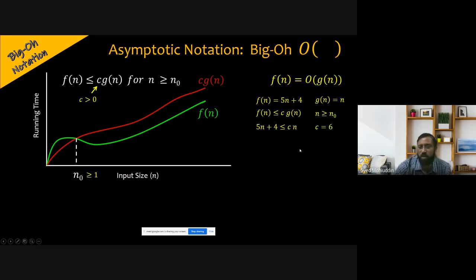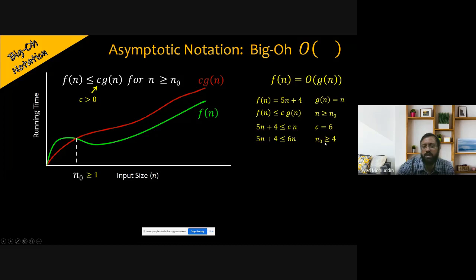Now it is not always 6. 6 is one of the values which satisfies, so I have taken 6. So what we have is 5n plus 4 less than or equal to 6n. Now for n, which value of n? We are saying n0 is greater than or equal to 1. So which value of n0 does this equation satisfy?